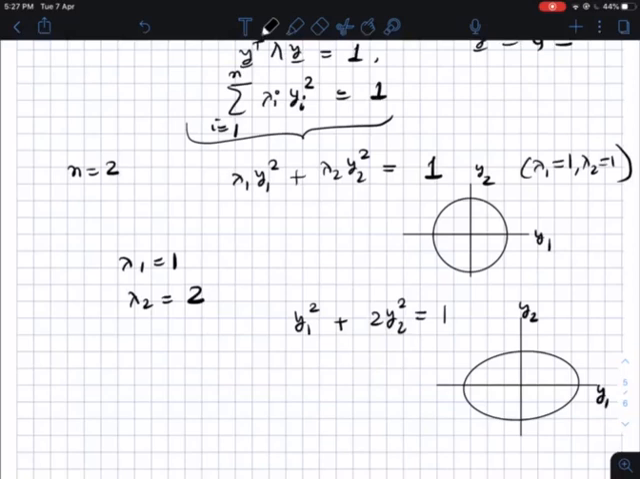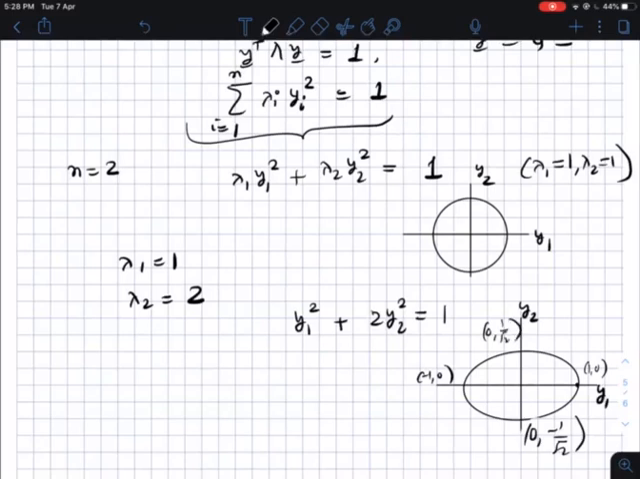Okay, so it's going to be elongated slightly along the y1 direction rather than along the y2 direction, because y2 comes with a bigger coefficient here, 2. So you can easily see, right, if we set y1 equal to 0, then the value of y2 that you get is going to be 1 over square root 2. But if you set y2 equal to 0, you can get the value of y1 to be 1 or minus 1. So this is just going to be 1 comma 0, and this is minus 1 comma 0, and this is going to be 0 comma 1 over square root 2, and this is 0 comma minus 1 over square root 2.